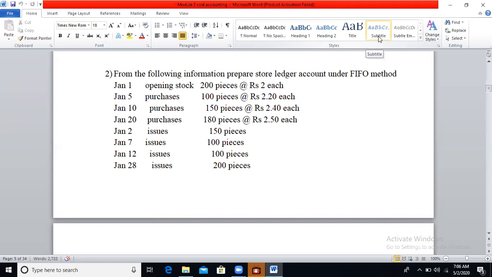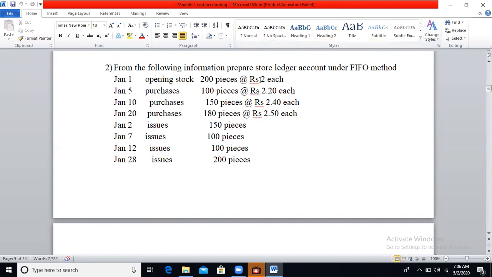January 1st, they have given opening stock of 200 pieces at rupees 2 each. January 5th, we are making purchases of 100 pieces at rupees 2.20 each. January 10th, we are making purchases of 150 pieces at rupees 2.40 each. January 20th, we are making purchases of 180 pieces at rupees 2.50 each.